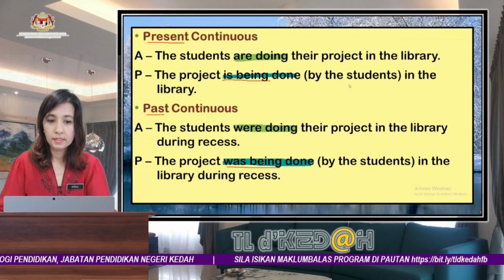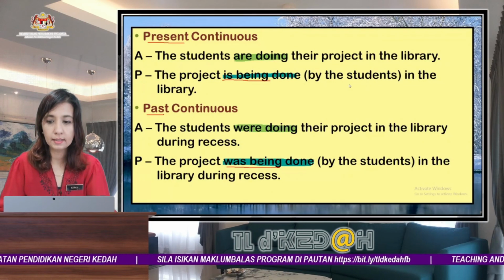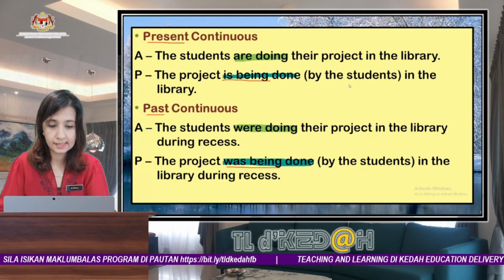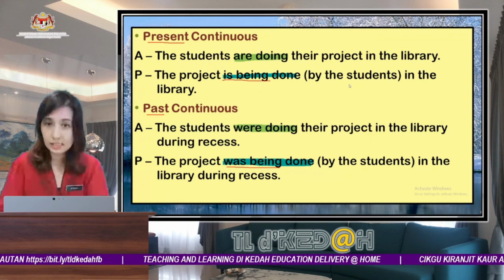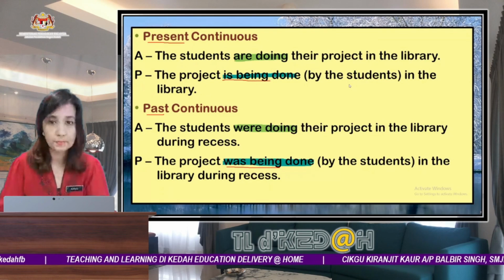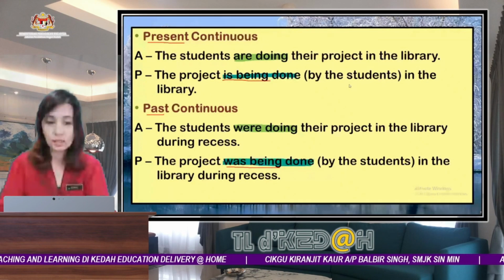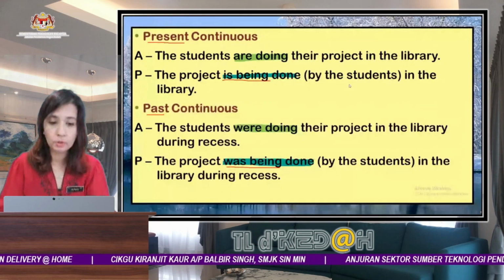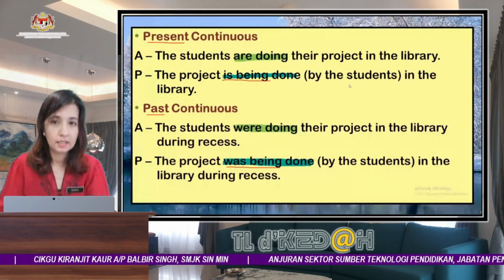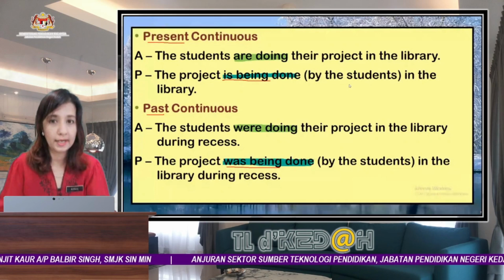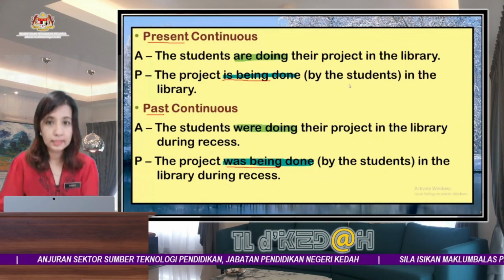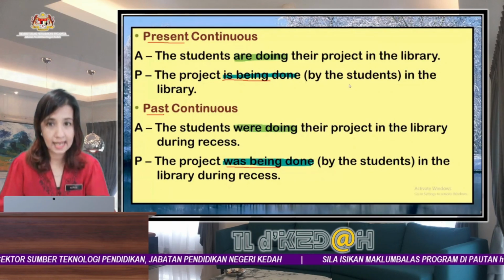Past continuous tense. "The students were doing their project in the library during recess." So, obviously, the project was being done. So just now it is being done. This one is past continuous, "was being done." Okay, so the focus is on the project in passive form. Now if it is plural, the projects, what should it be? "Was being done" or "were being done"? Which one? If the projects are plural, it should be "were being done."